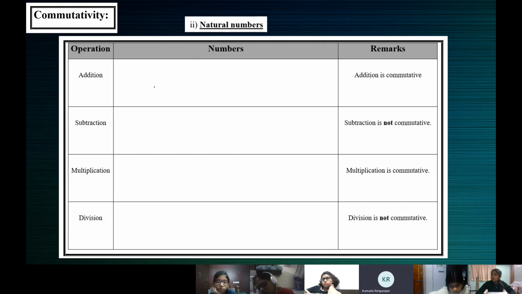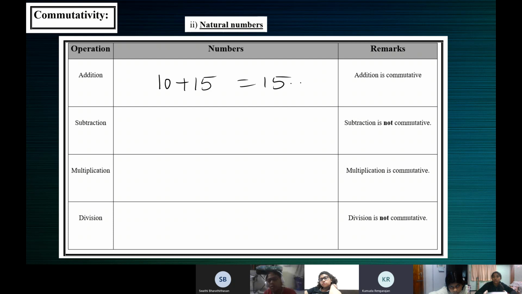When you take two natural numbers and add them in any order, you will get the same answer. 10 plus 15 is the same as 15 plus 10. When you add them in any order, you will get the same answer, 25.